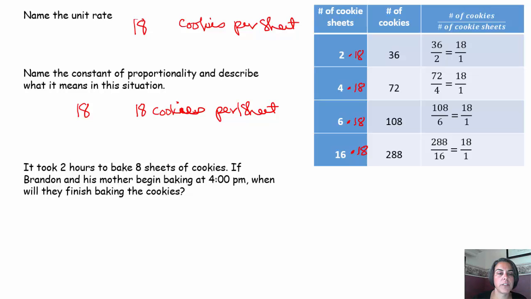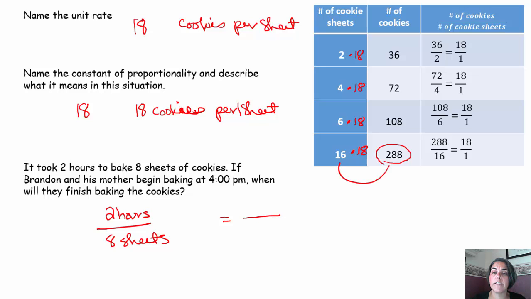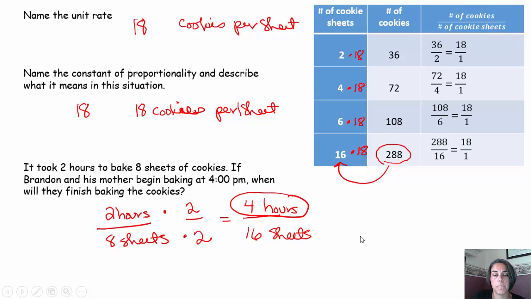Finally, it took 2 hours to bake 8 sheets of cookies. If Brandon and his mother begin baking at 4 p.m., when will they finish? Well, we know to get the total of 288 cookies, they need to bake 16 sheets. So here we can simply go 8 times what is 16? Well, 8 times 2 is 16. If you multiply the denominator by 2, you multiply the numerator by 2. 2 times 2 is 4. It must take them 4 hours to bake those 16 sheets.